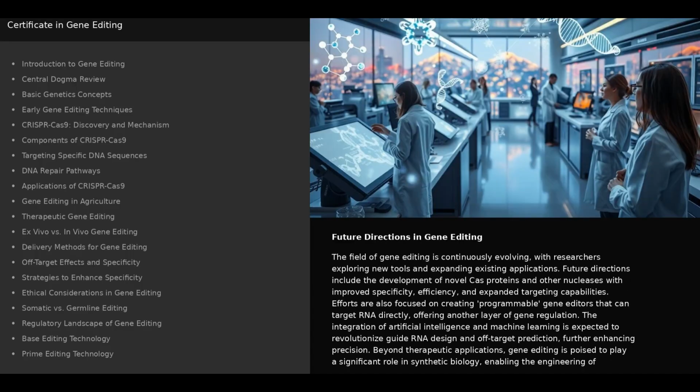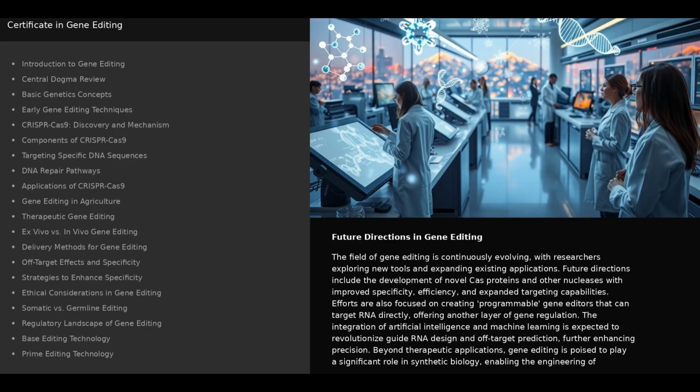Future directions in gene editing. The field of gene editing is continuously evolving, with researchers exploring new tools and expanding existing applications. Future directions include the development of novel Cas proteins and other nucleases with improved specificity, efficiency, and expanded targeting capabilities. Efforts are also focused on creating programmable gene editors that can target RNA directly, offering another layer of gene regulation.